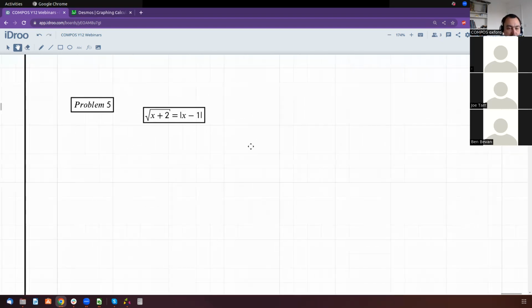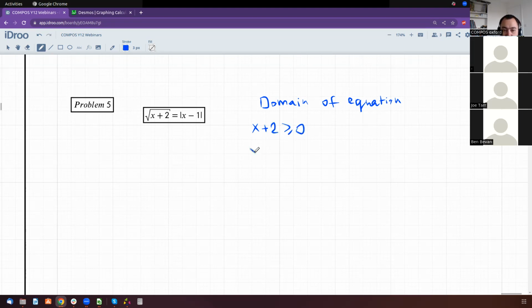Okay. So the domain of the equation, in this case. Square root of x plus 2: you can only take the square root of a non-negative number. Therefore, x plus 2 has to be greater or equal to 0. In other words, x has to be greater or equal to minus 2. That's your domain.